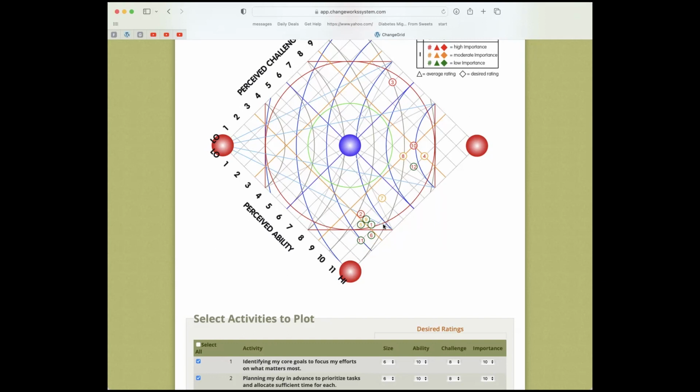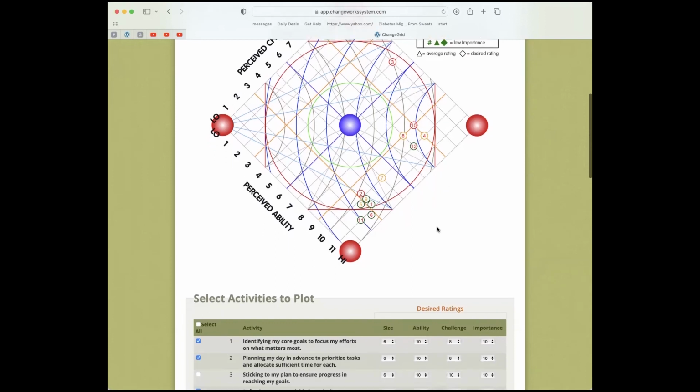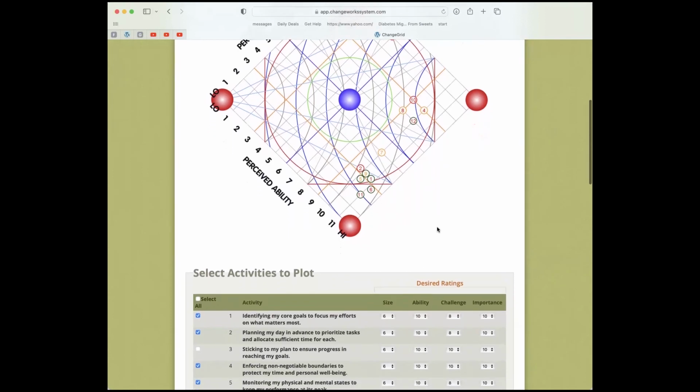And if that's the case, then I would go like, all right, fine, but let's look at 10 and 12 and 4 and 8. So 4, 8, 10, 12. These are the ones that are actively in play. So 4, enforcing non-negotiable boundaries to protect your time and well-being. Excellent. That's very close. That, by the way, ideal location would be 10, 10. So very nicely positioned for that one.